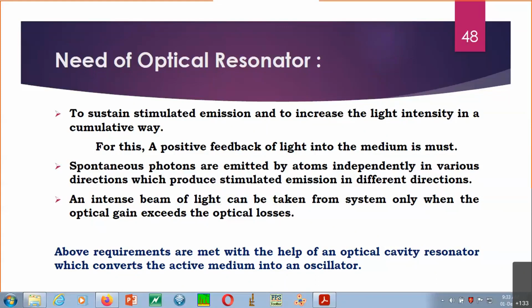So this spontaneous photon is going to be emitted. As I said, this process is going on. The only thing is we don't know the time interval at which it will emit. So look at the second point again. These spontaneous photons are emitted by the atoms independently in various directions. So if you remember the first three processes: first is the absorption process, second is the spontaneous emission process, third is the stimulated emission process.